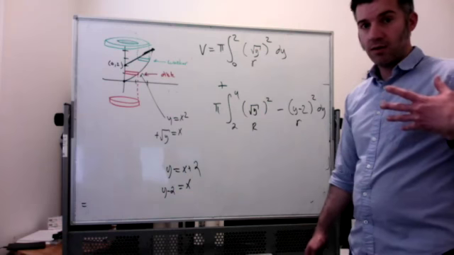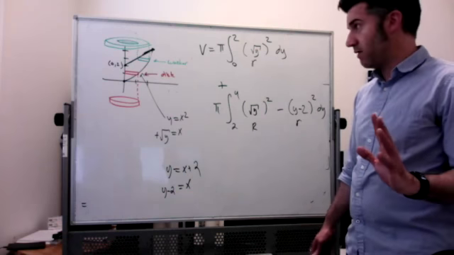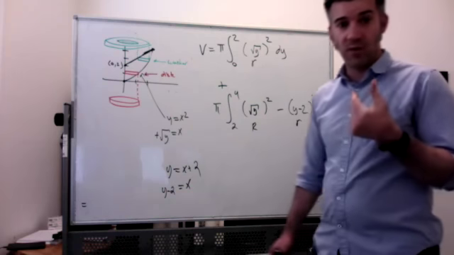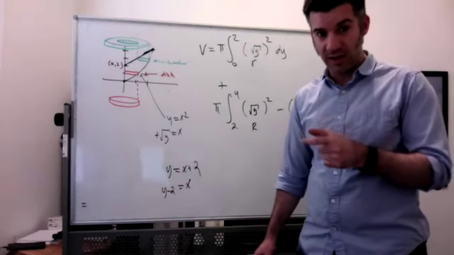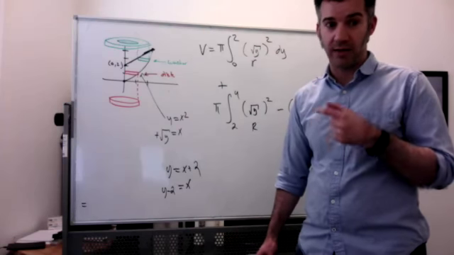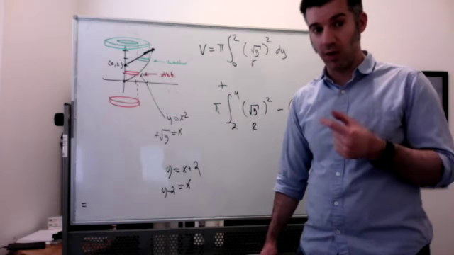So words I'll leave you with for this kind of stuff. When you're finding volumes of revolution, make sure that the rectangular strip you are thinking of is always drawn perpendicular to your axis of rotation. It does not work if you draw it parallel.